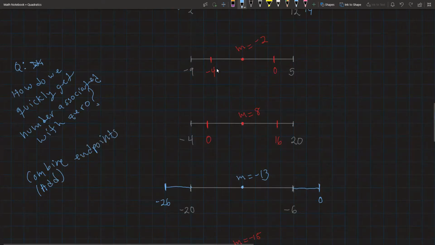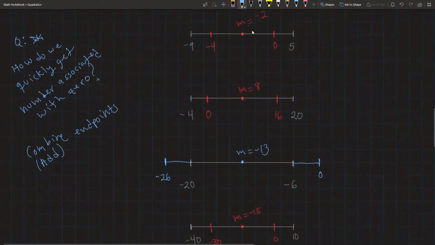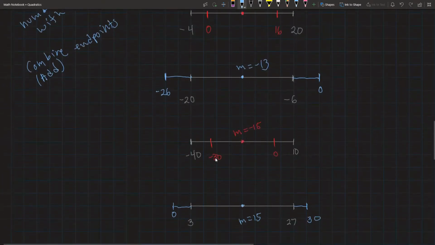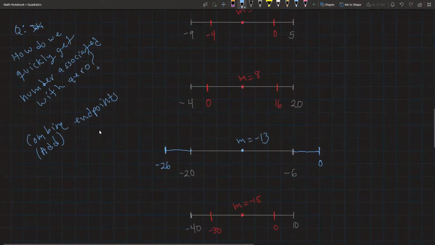And what did you do to the -4 to get a -2? Divide by 2. How do we get an 8 from 16? Divide by 2. What do we do to -30 to get this midpoint? Divide by 2. So combine the endpoints as number one part of the answer to this key question above, and then divide by 2.